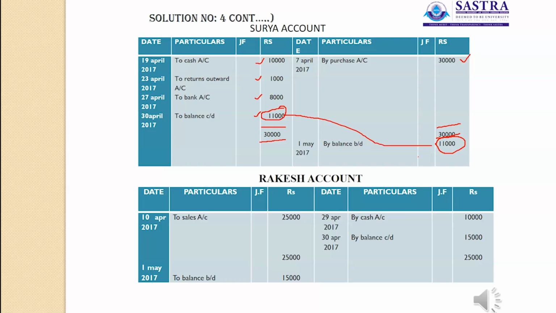The next account is Rakesh account. Rakesh account, 10th April 2017, to sales 25,000, by cash 10,000. So the total is 25,000. The balance between the debit and credit side, 15,000, is the balancing figure. So 30th April 2017, by balance carried on 15,000. This amount is transferred to the next month, to balance brought on rupees 15,000.